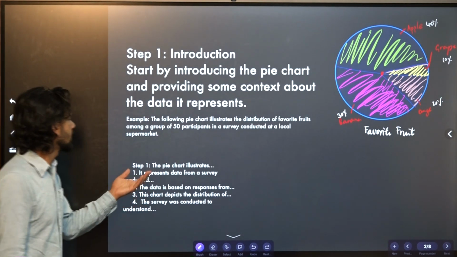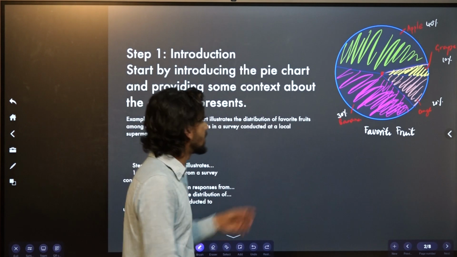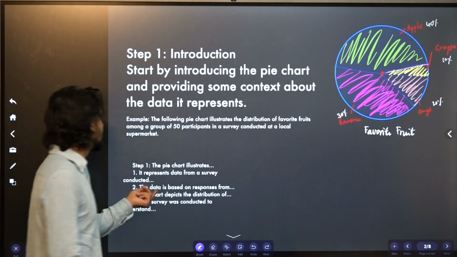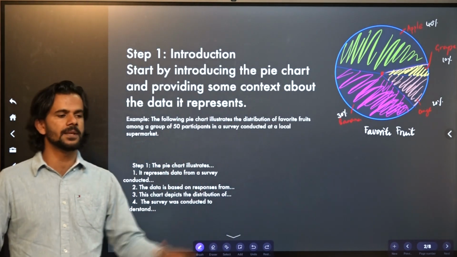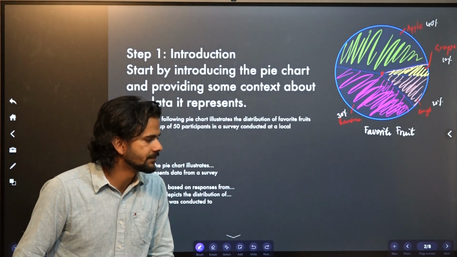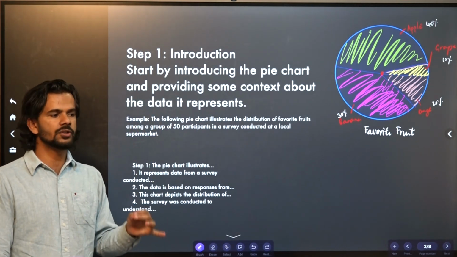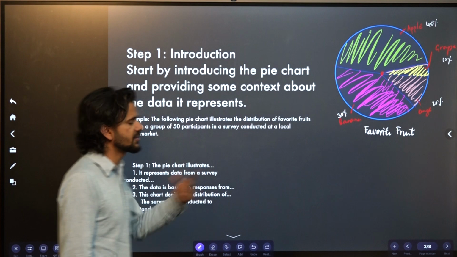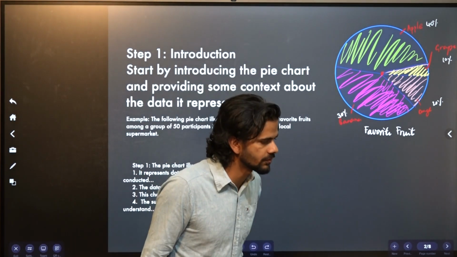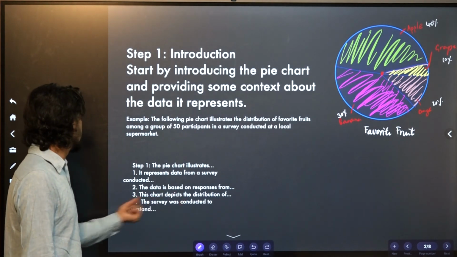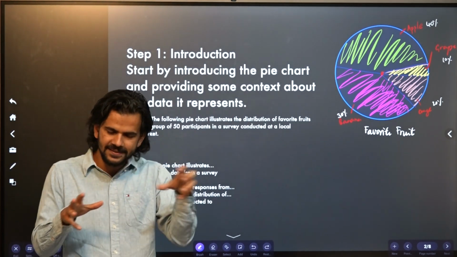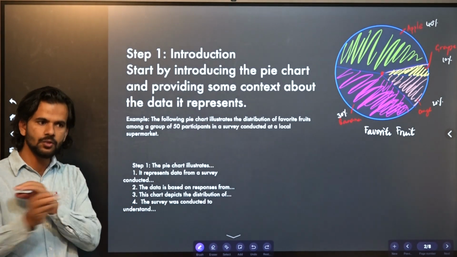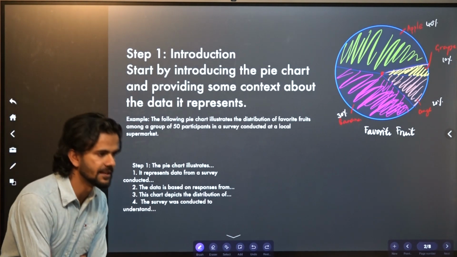Okay? For example, it represents data from a survey conducted. This is how you can start. Or you can write, the data is based on responses from 70 people in a local supermarket when asked them about their favorite fruit. Right? Or you can say, this chart depicts the distribution of their favorite fruits. And then the survey was conducted to understand. All of these phrases, they mean the same thing. You have to find what you like and you can start your opening line. First line, the first paragraph.